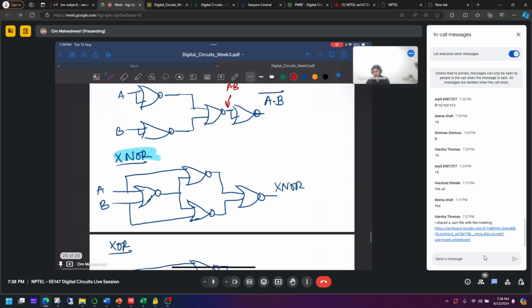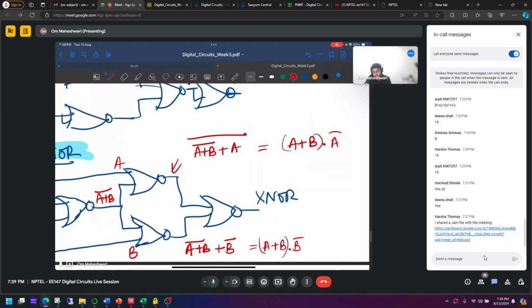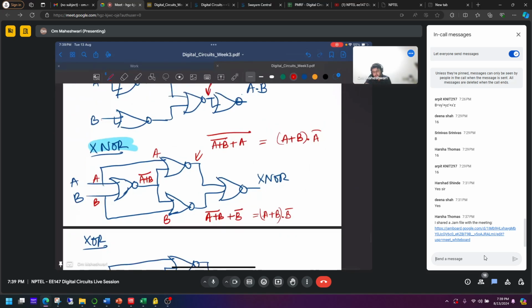NOR you can also solve. This is A, B. Here it is A plus B whole bar. This again A. This is B. Here your answer is A plus B whole bar plus A whole bar. Here it is A plus B whole bar plus B bar. Solve this. It is A plus B dot A bar, A plus B dot B bar. And we just multiply this, A bar A will be 0, so it is A bar B.